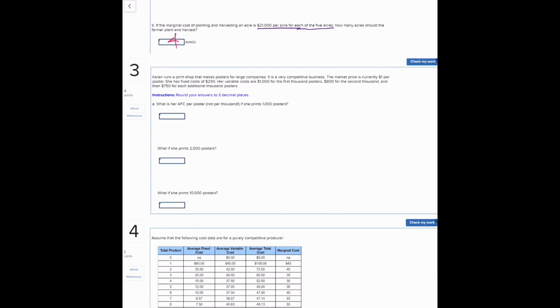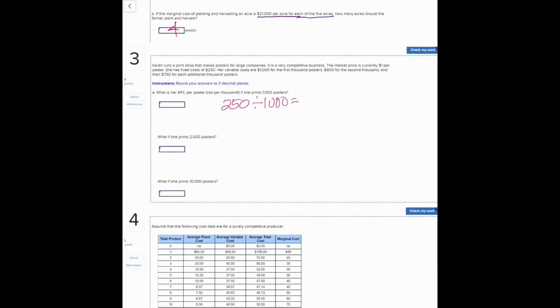So if she prints 1,000 posters, we're going to take her fixed cost of $250, divide that by the 1,000 posters. That's how we get an average. And when we do that, we get 0.25, so 25 cents per poster. If she prints 2,000 posters, we're going to take that same fixed cost, divide that by 2,000, and we're going to get 0.125 or 12.5 cents each.